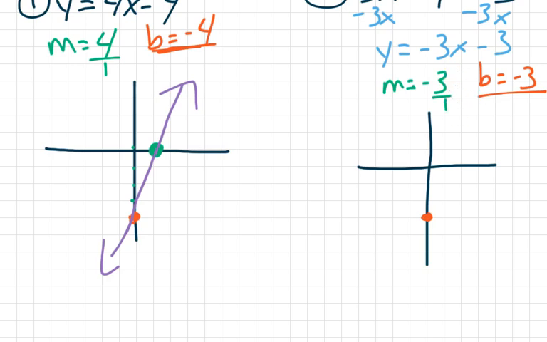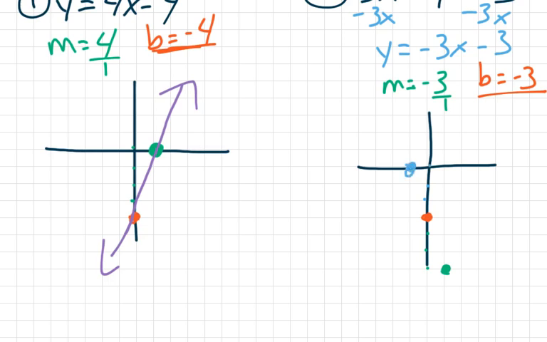Positive change in x is to the right. So 1, 2, 3, and then 1 to the right. So our second point is right there. Instead of going down and to the right, the other way we could have gone, remember, would be up and to the left. So if you wanted to, you could go 1, 2, 3 up and 1 left.